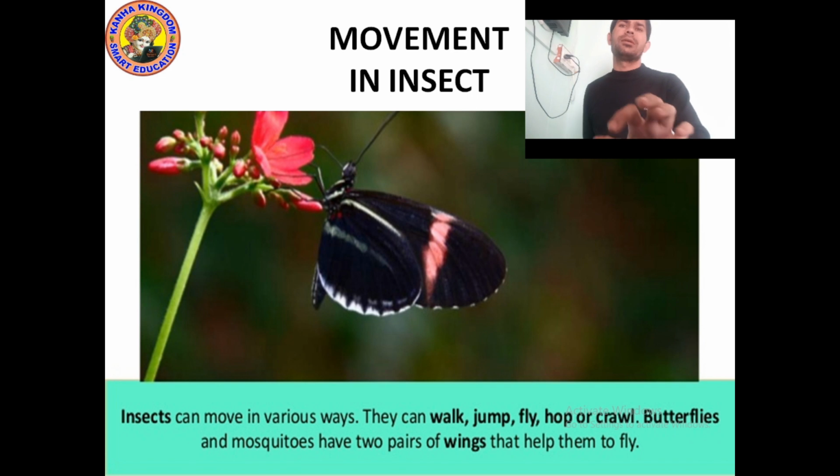We also studied cartilage. Cartilage is a flexible connective tissue. It works as a cushion between bones, just like a shock absorber. And ligament is an elastic connective tissue. It connects bone to bone.